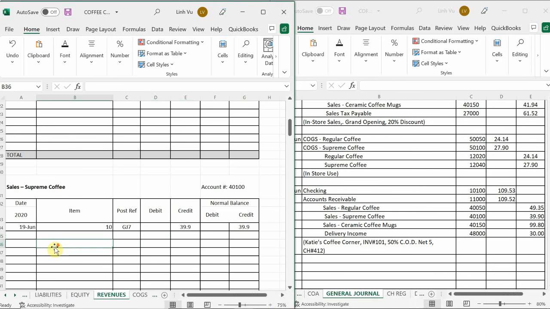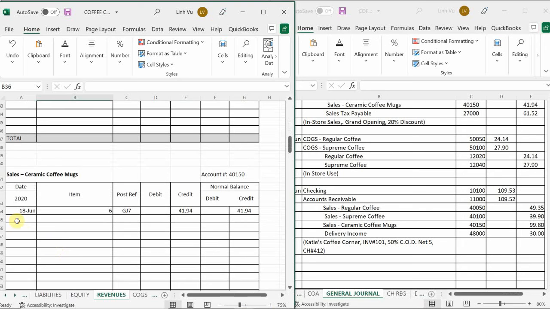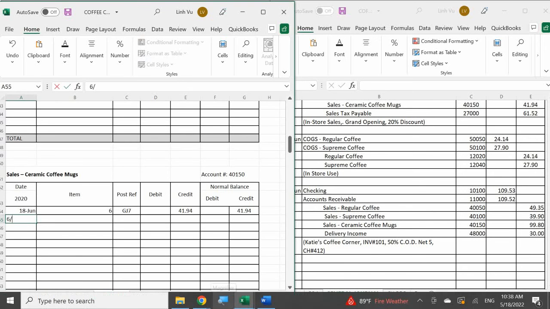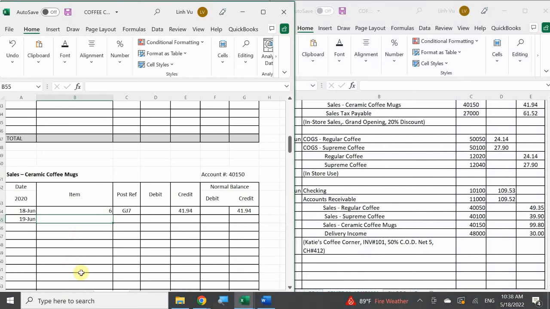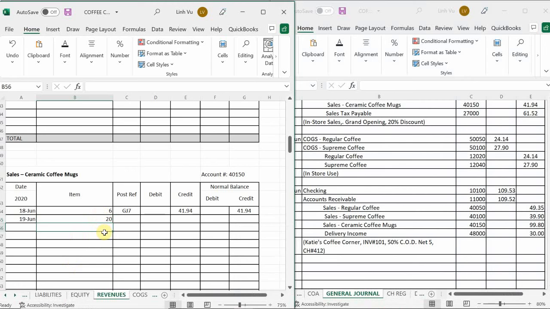And then let's see. How many ceramic coffee mugs did we sell? We sold 20 of them to Katie. Okay. Which was a grand total of $99.80. So what's my account balance here?